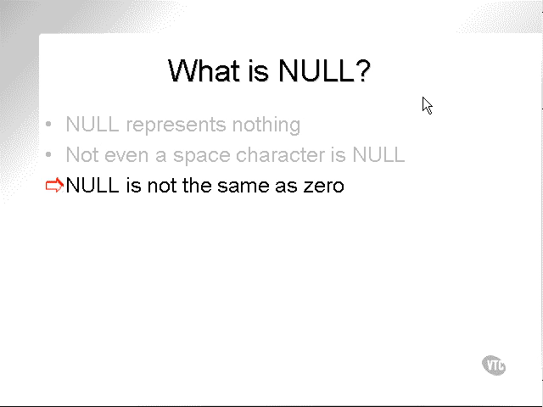It does not contain a space character. It does not contain a 0. It contains nothing. Null is nothing. Effectively, what is in a table column with a null value is really just the column structure definition. There is no value in there at all.